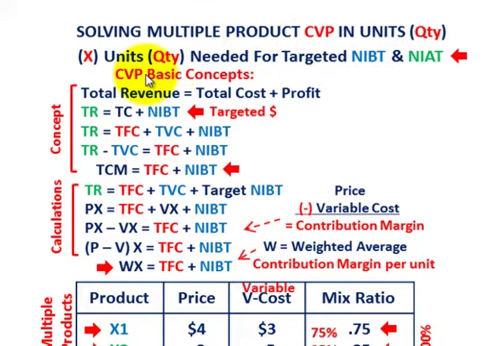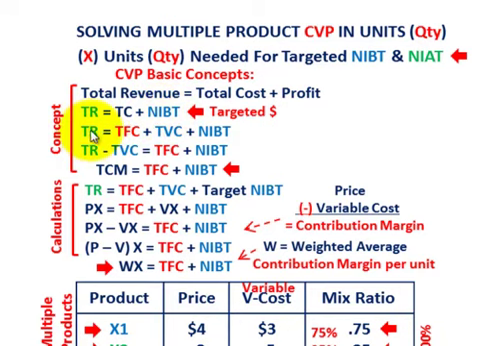So for our CVP basic concept, this is where our total revenues equal our total cost plus some profit. So TR, total revenues, equals TC, our total cost, and then the profit would be some net income before taxes or net income after taxes. So you'd have some targeted dollars in your targeted net income that you'd be looking at.